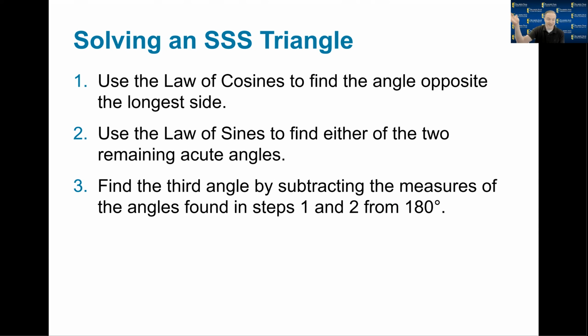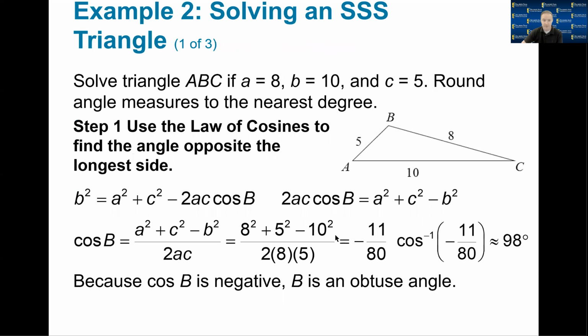So if it needs to be an obtuse angle larger than 90 degrees in order for the triangle to work, that's fine. My law of cosines will give me that. After you use the law of cosines to find one angle, then it's easier to use the law of sines to find the remaining ones. You can find either one of the other two remaining acute angles with the law of sines. And then after you find one of those, you can just subtract from 180 to get the third.